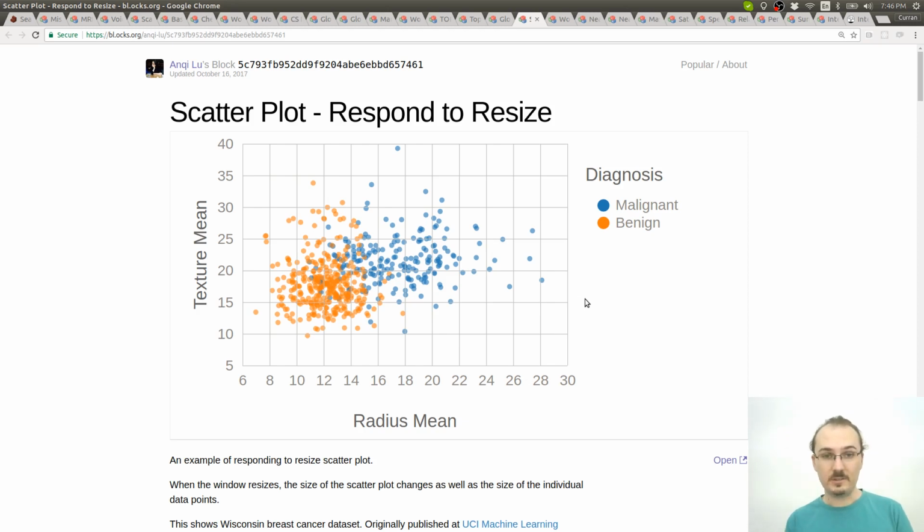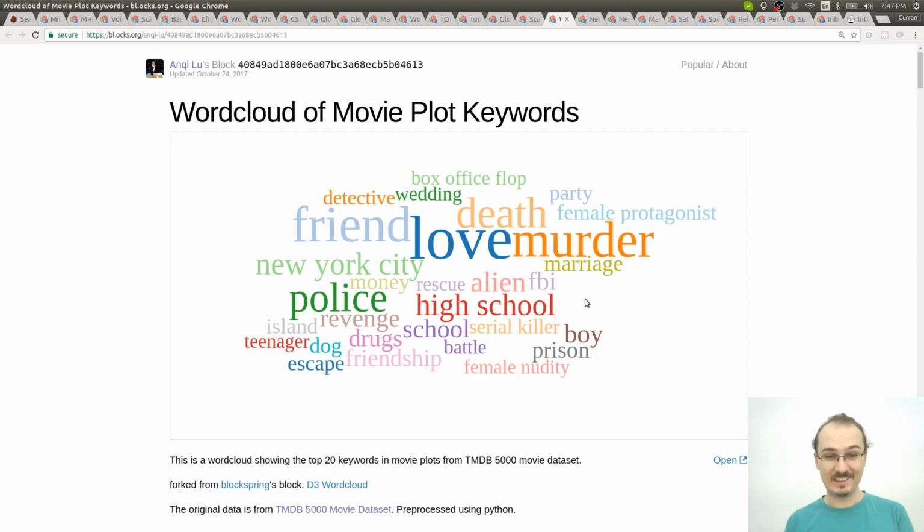Here's another nice visualization that shows two clear clusters, and it pretty much tells you that using these two metrics, the texture mean and the radius mean, you could probably train a machine learning model pretty accurately to distinguish between malignant and benign tumors.